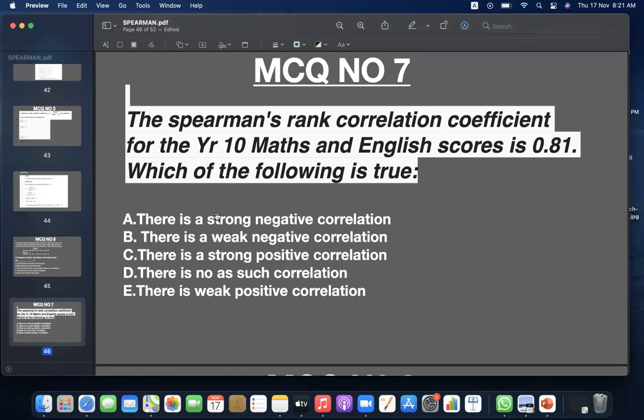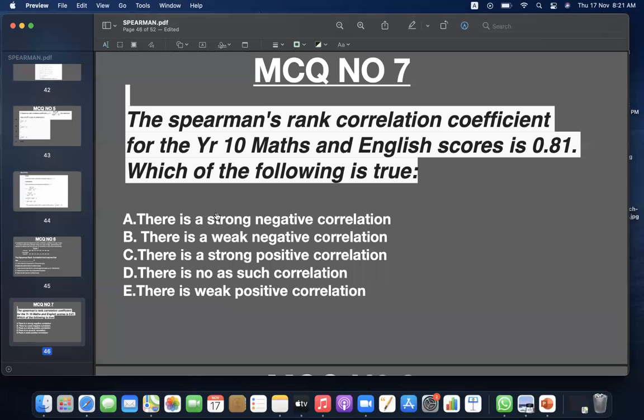MCQ number 7. The Spearman's rank correlation coefficient for the year 10 maths and English scores is 0.81. Which of the following is true? A, there is a strong negative correlation. B, there is a weak negative correlation. C, there is a strong positive correlation. D, there is no such correlation. E, there is weak positive correlation.